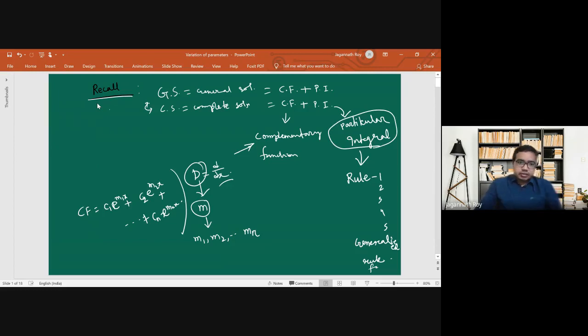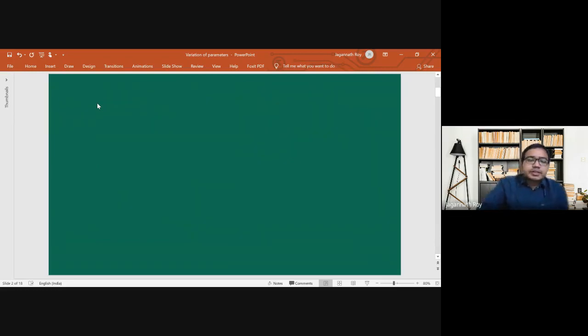Now today we will learn another new method to find the general solution, especially to find the particular integral, which is known as the method of variation of parameters.